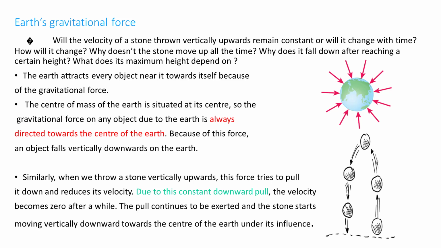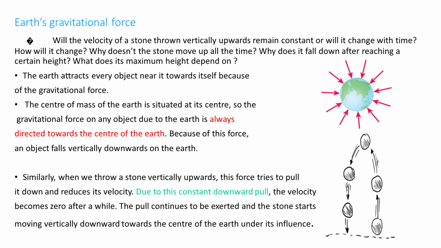Answer for it: the earth attracts every object near it towards itself because of the gravitational force. The center of mass of the earth is situated at its center. So the gravitational force on any object due to the earth is always directed towards the center of the earth. Because of this force, an object falls vertically downwards on the earth.